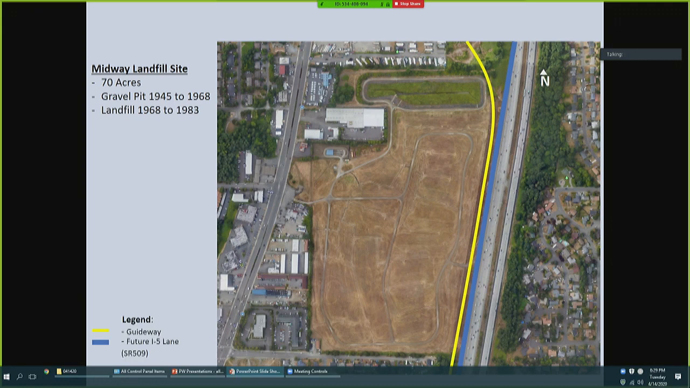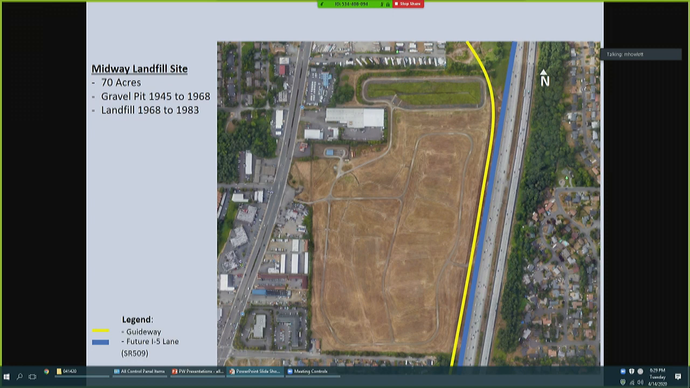Little history, it was a gravel pit between 1945 and 1968. So they dug a big hole in the ground, and at that time in '68, they decided that'd be a good place to put garbage. So between '68 and '83, they used it as a landfill. And after that, they eventually capped it, added a gas extracting system, and then in 1986, it became a Superfund site. And Seattle Public Utilities, the owner of the property, has been monitoring it ever since.